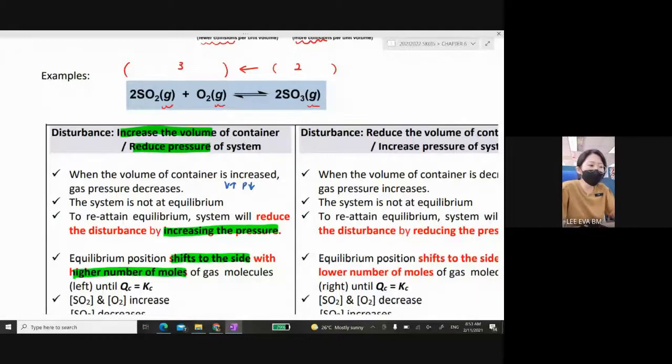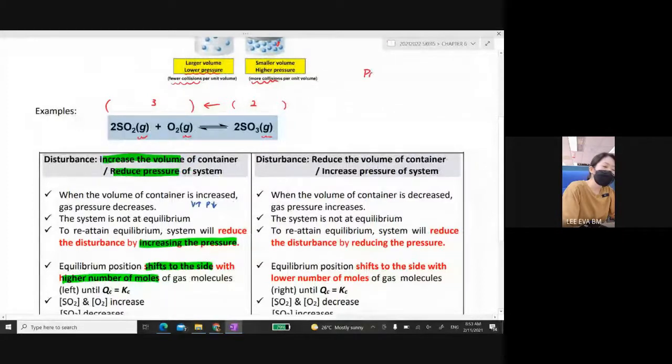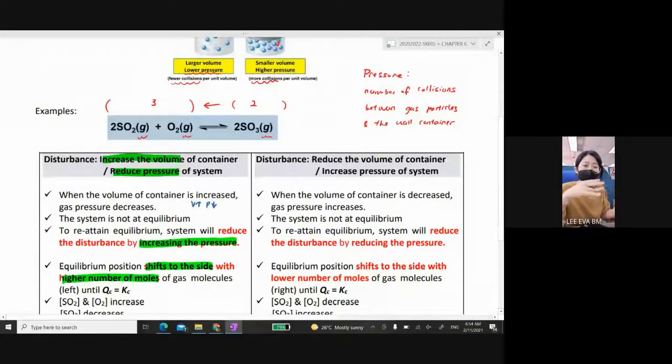So definitions for pressure, you need to take notes. Definition. Tapi boleh jugalah cari daripada nota chapter 5.1. Pressure refer to the number of collision. Catat ya. Between gas particle and the wall of container. So of course, it will between the gas particle itself and between the gas particle and the wall of container. So if you have more collision, that means higher pressure. Smaller number of collision will resulting in low pressure.